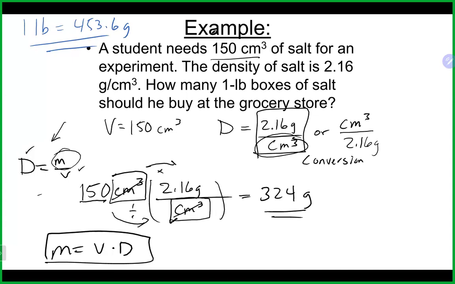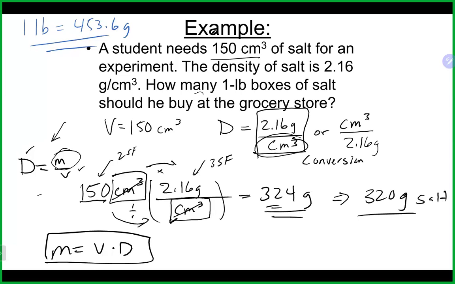Now, in terms of significant figures, we should really look at both of these numbers. This one has 3 significant figures. This one actually has 2 significant figures, which means this answer should end up with 2 significant figures, which is 320 grams of salt.